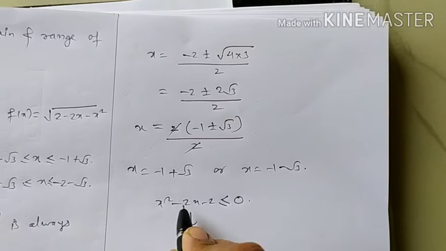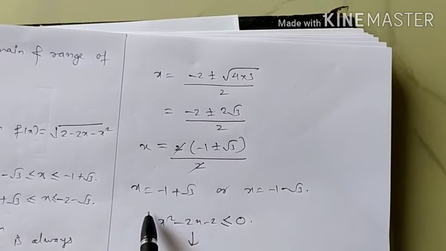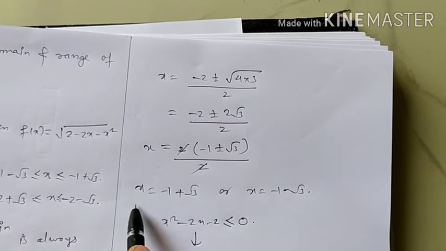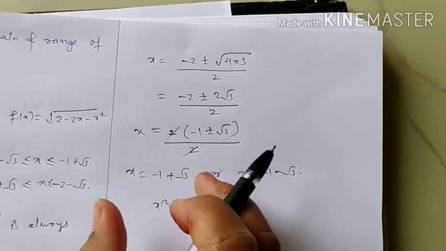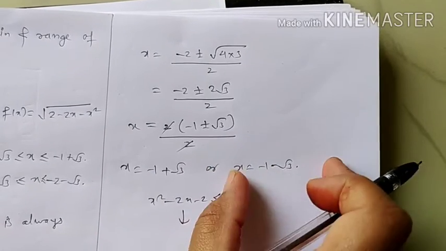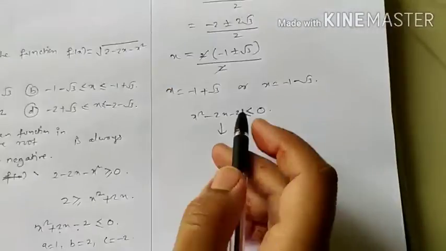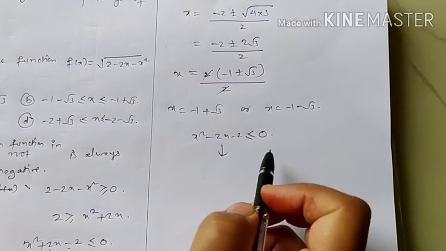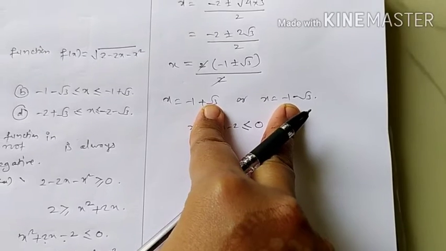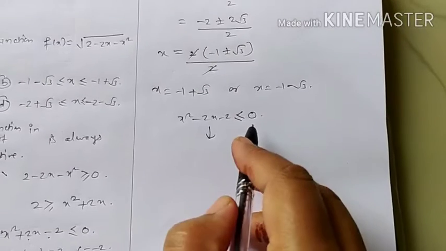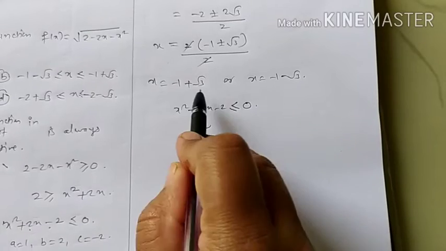But we know that this equation x square plus 2x minus 2 is less equal to 0, and we are getting the values of x. Here we can write this term as a multiplication, means x minus this equal to 0 or x minus this equal to 0. Their multiplication we will get this equation only. So if the multiplication is less equal to 0, the quantity x will be in between these two values.